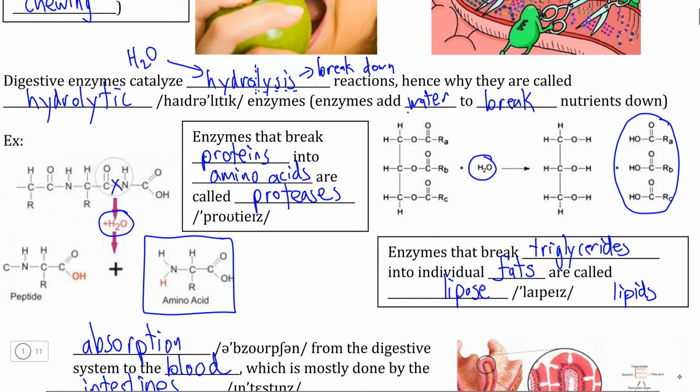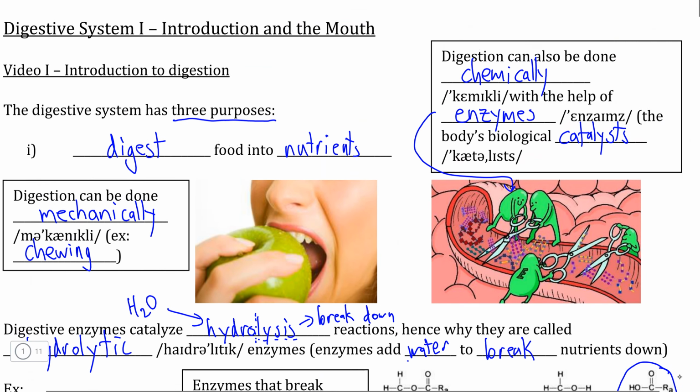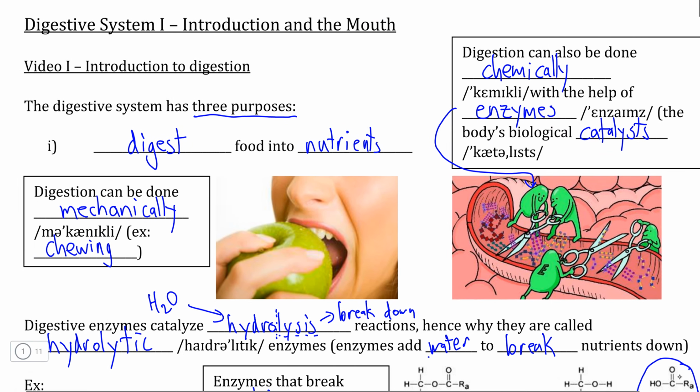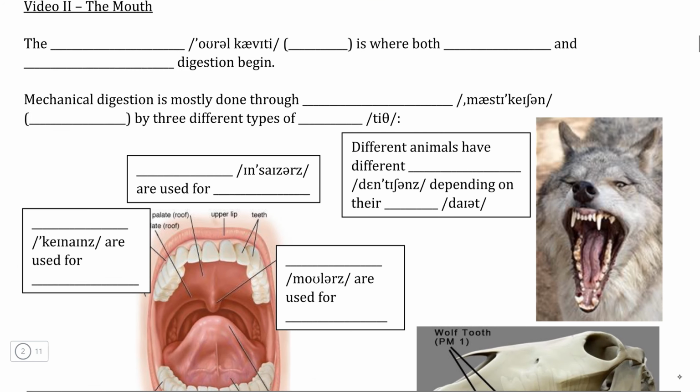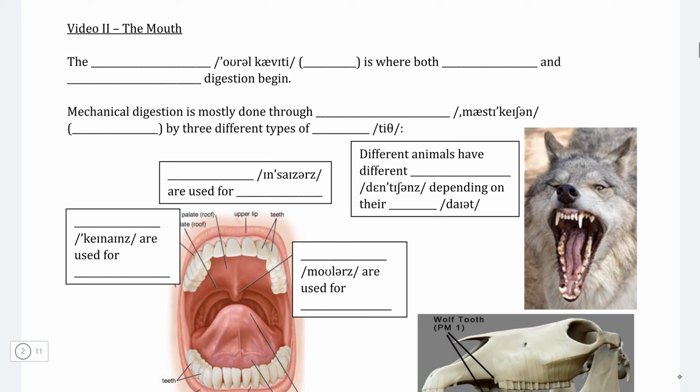This concludes our introduction to the three primary functions of the digestive system. Join us in the next video where we start literally at the very beginning of the digestive system and look at the nuances of how the mouth actually is used for both chemical and mechanical digestion.